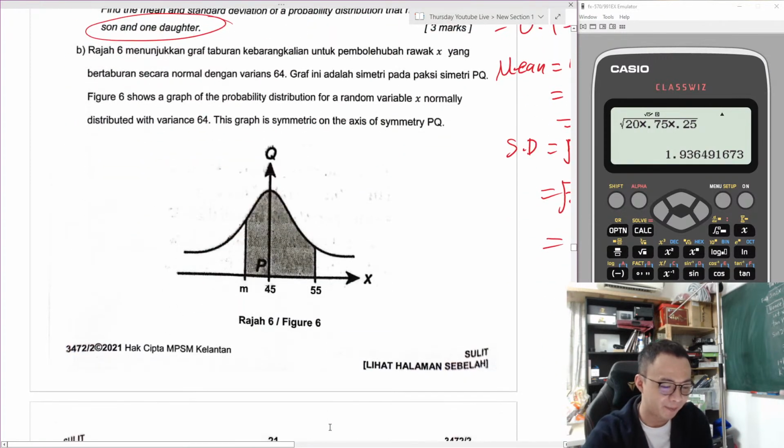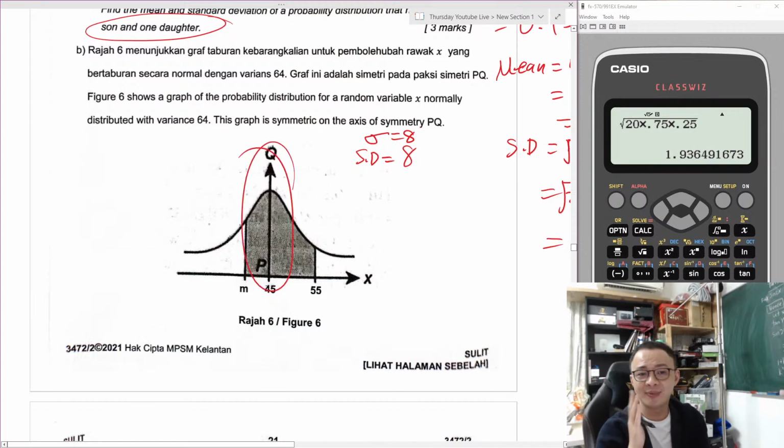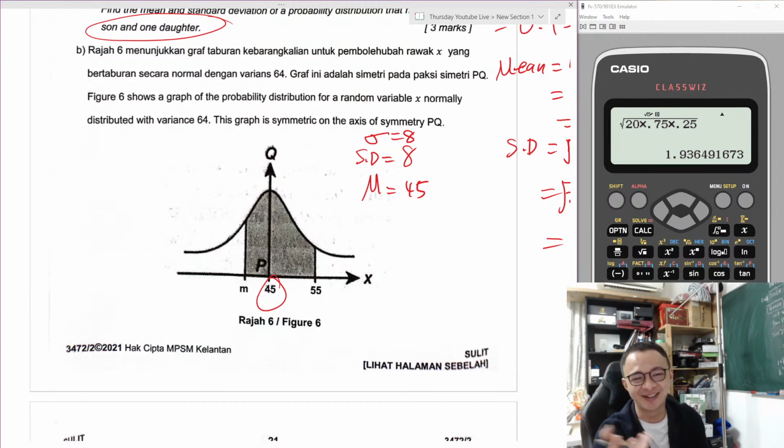Okay, move on. Figure 6 shows the graph of a probability distribution for a random variable x, normally distributed with variance 64. Then the standard deviation will be 8. You should know, no matter whether it is x or z, the middle value is always the mean. So your mean is 45 because it's at the middle. This value is fixed already, it is the mean, unless the middle one is 0, then it is the standard score. Yeah, it's the teddy bear and archery question; it's very similar to this one.